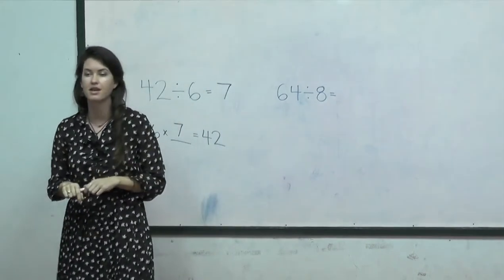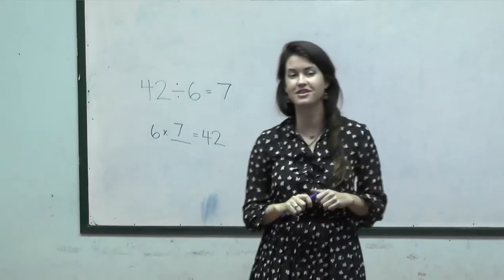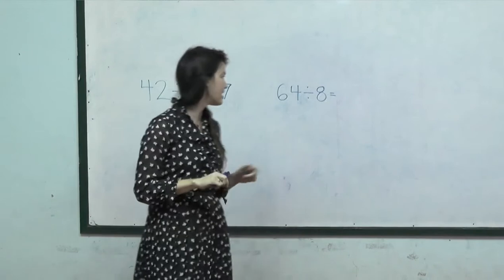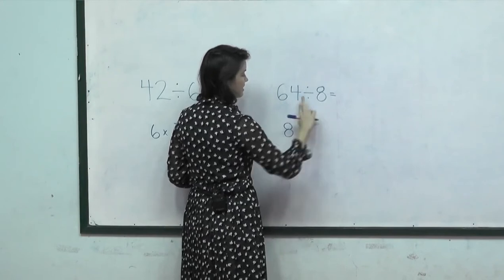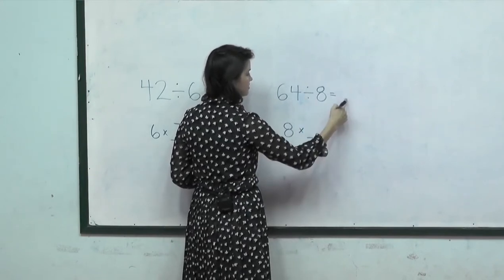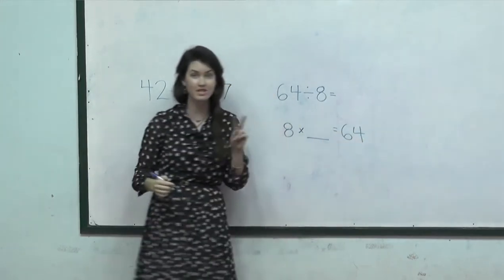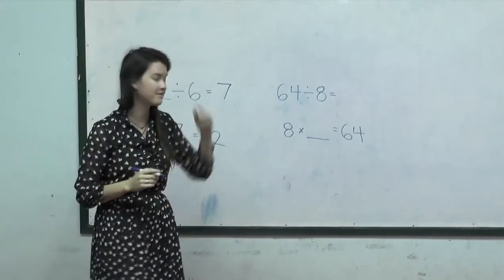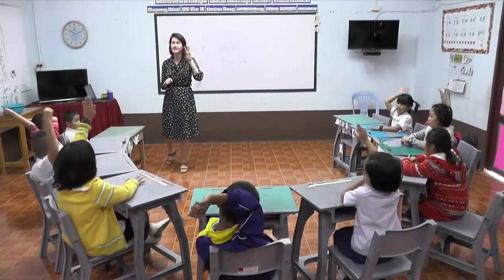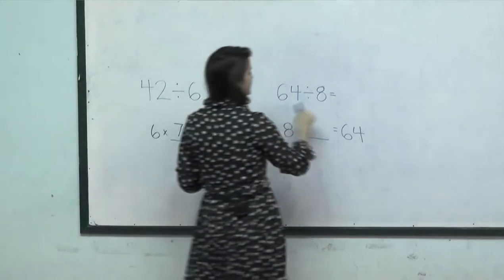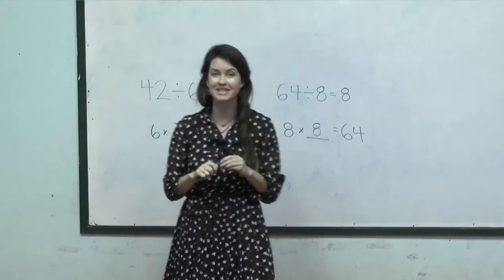64 divided by 8. Raise your hand when you think you've got a guess. You can also think of this as 8 times what number equals 64. So you can switch it and think of it as a multiplication problem if division's a little tricky. Okay, our friends have some ideas. 1, 2, 3. 8. You got it. 64 divided by 8 is 8. 8 times 8 gives us 64. Great job, friends.